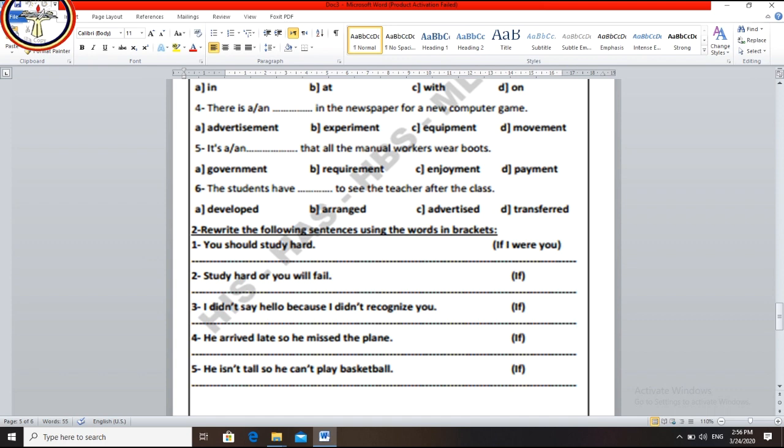Number 5: He isn't tall, so he can't play basketball. If we use if here, we can say, if he was tall or if he were tall, he could play basketball. You can use both was or were after he.